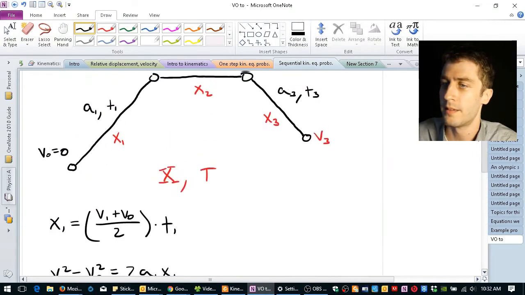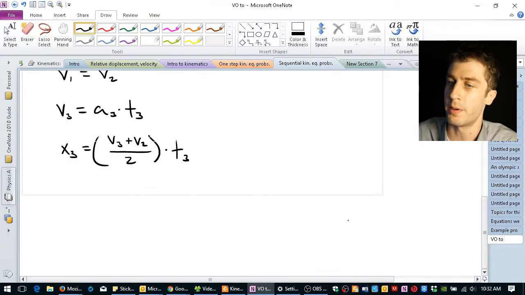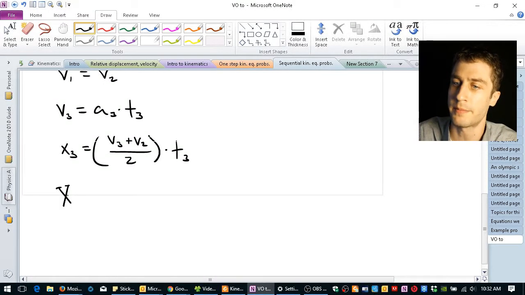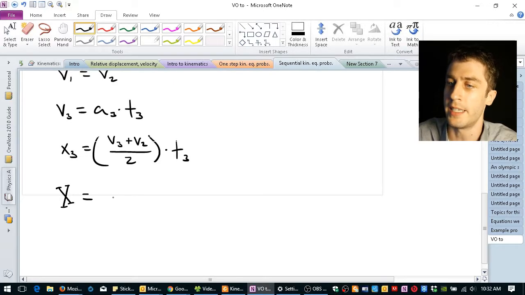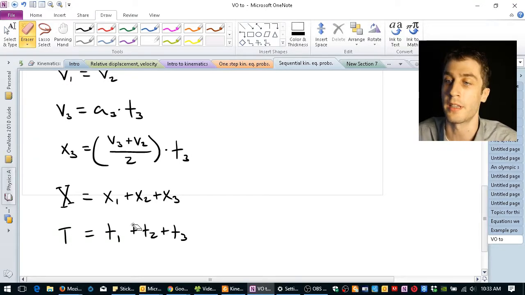Finally, don't forget our last 2 variables down here and their corresponding equations. The total displacement is equal to x1 plus x2 plus x3. And capital T is equal to t1 plus t2 plus t3. This is saying the total distance traveled is equal to the distance traveled in the first leg plus the distance traveled in the second leg plus the distance in the third leg. I should say displacement in the first, second, and third legs.